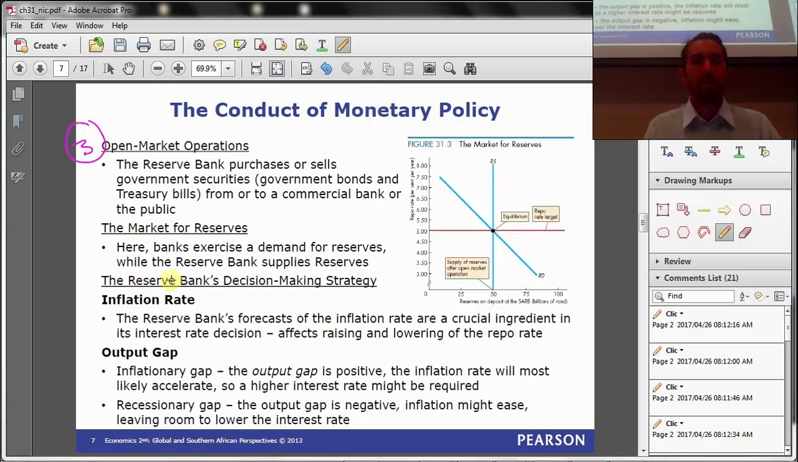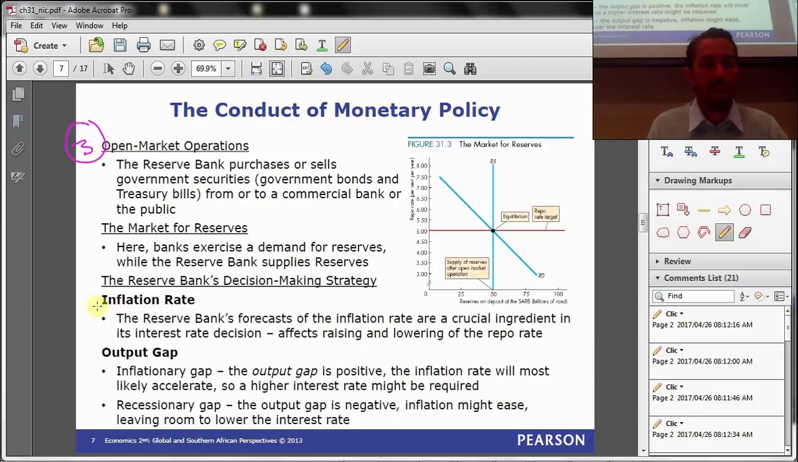So how does the Reserve Bank make its decision? Well, it looks at the inflation rate, and the Reserve Bank forecasts the inflation rate. And those forecasts are a crucial ingredient in its interest rate decision. Okay? So it looks at the inflation rate, it says what do we expect inflation to be doing, and then we adjust our interest rate accordingly. Okay?